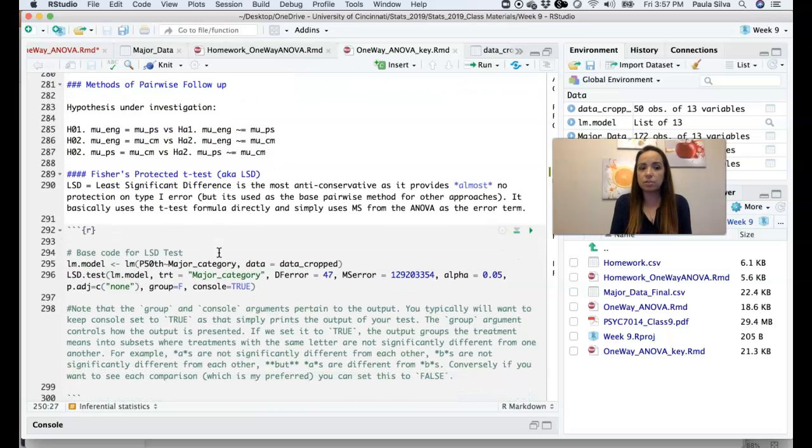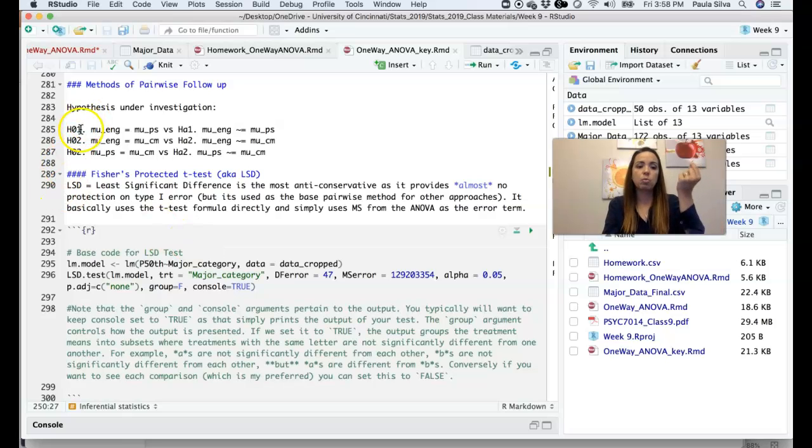To get that answer for the cousin, we need methods of pairwise follow-up comparisons. And just know that the number of comparisons you make is related to the number of hypotheses that you need to test. Because we have three major categories here, we basically have three comparisons: computer and mathematics with physical science, computer and mathematics with engineering, and physical science with engineering. Three comparisons total, and we have to set up null and alternative hypotheses for each one of those comparisons, right?